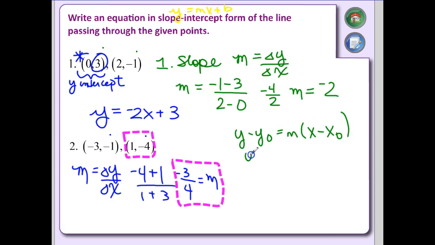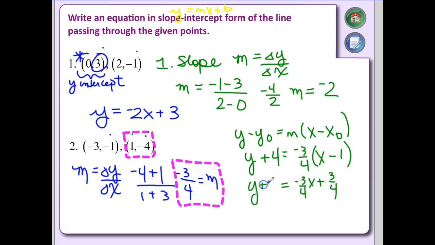And here we go. Y, we've got plus 4. Remember, we're using this point right here, these two, equals m, which was negative 3/4. And then we've got x minus 1. Order of operations, what should we do next? Yep, we're going to take care of that distributive property. And then we've still got y plus 4.